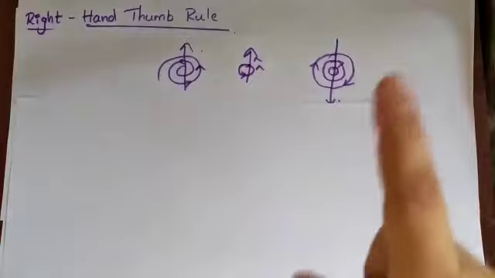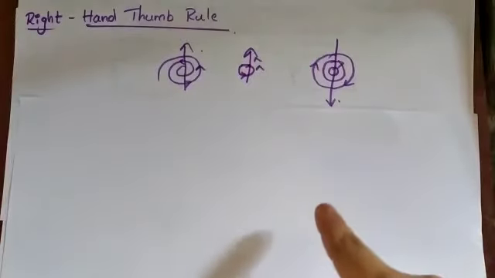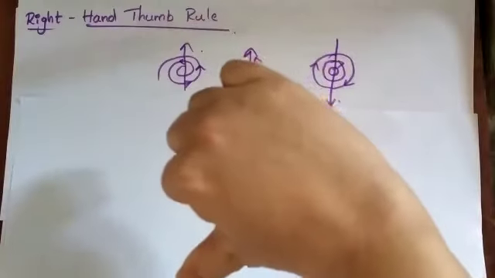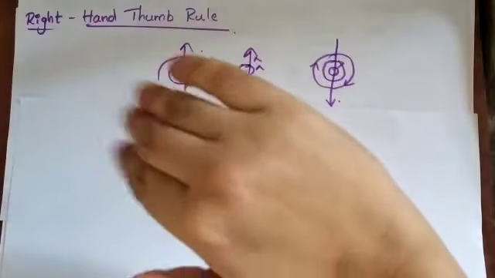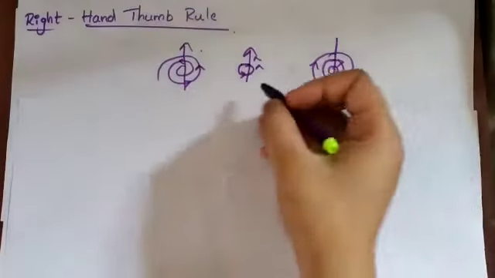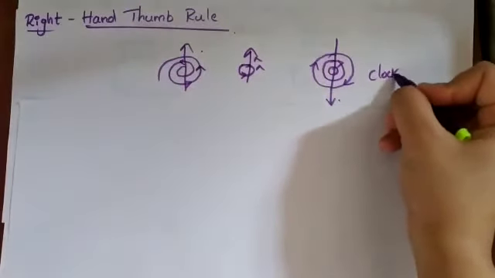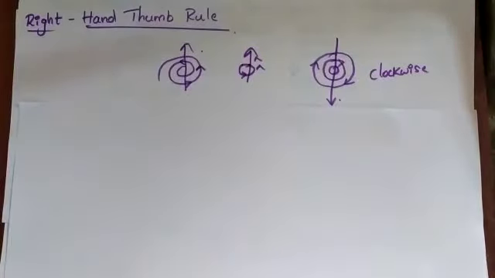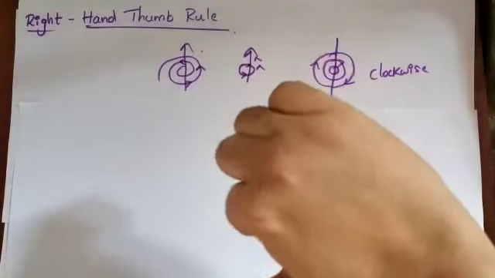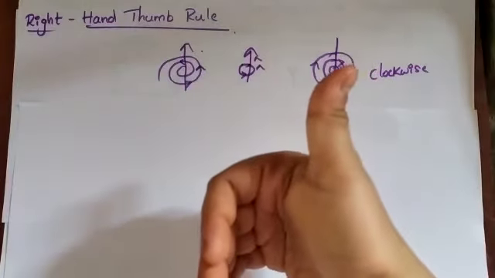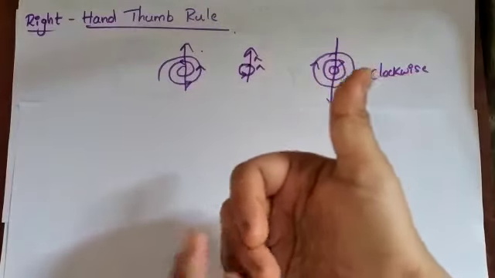Same thing, when the current is moving in the downward direction, like this, you can see these fingers are showing a clockwise direction. So it is a clockwise direction. When the current moves in the upward direction, the field is anti-clockwise as shown, and when it moves in the downward direction, it is clockwise, in the opposite sense.